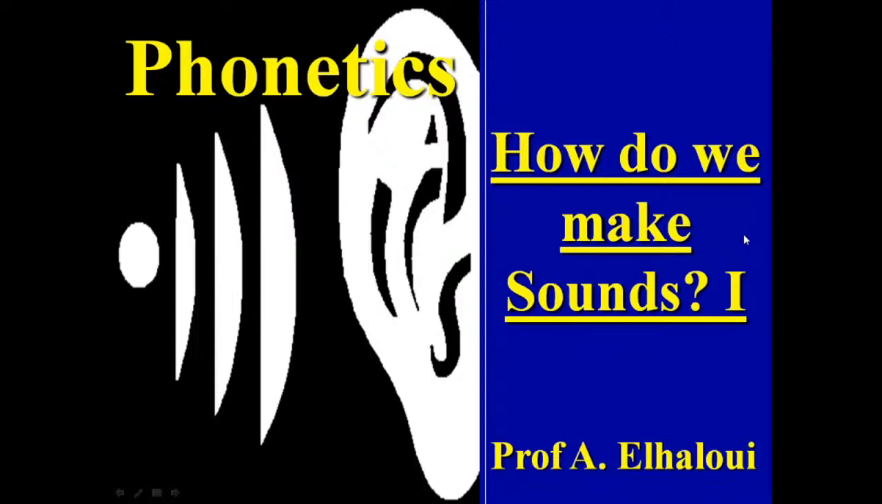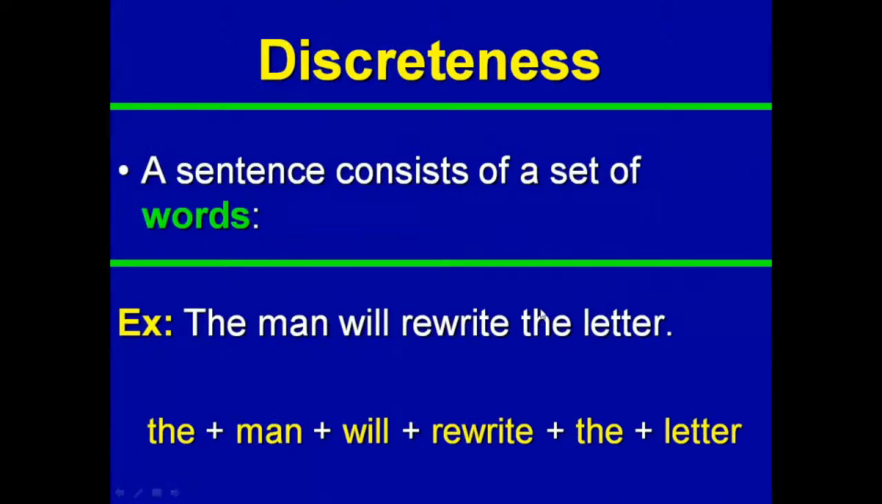How do we make sounds? And when we talk about sounds, we include in it two major categories of sounds. We include both consonants and vowels. Of course, we have different reasons why we are going to deal with sounds, because of some features of language. And this feature of language which allows us the possibility to talk about sounds is discreteness.